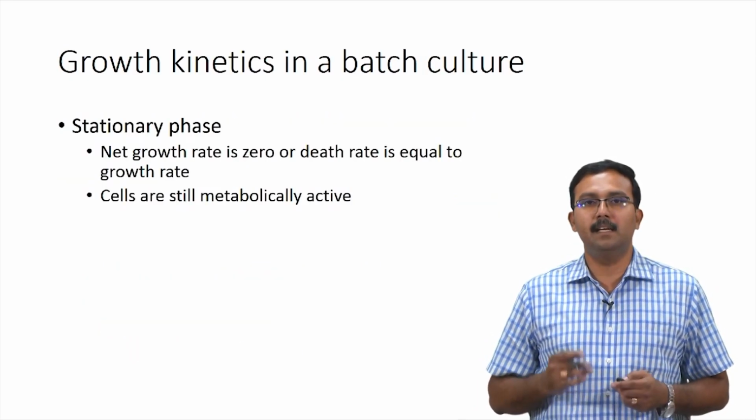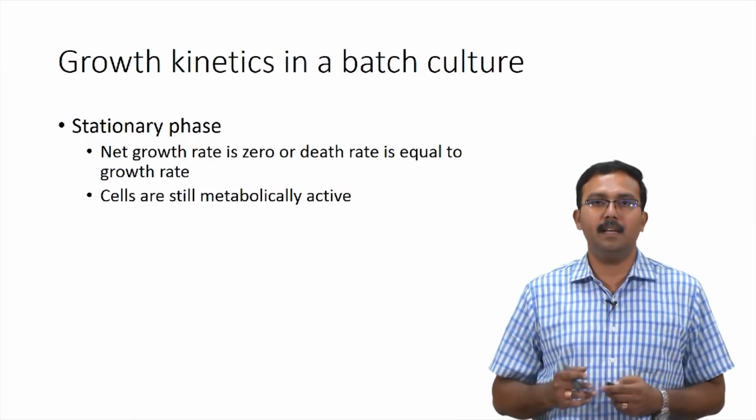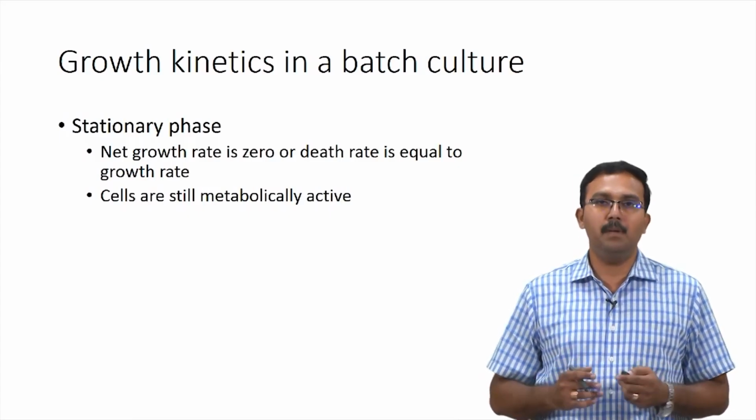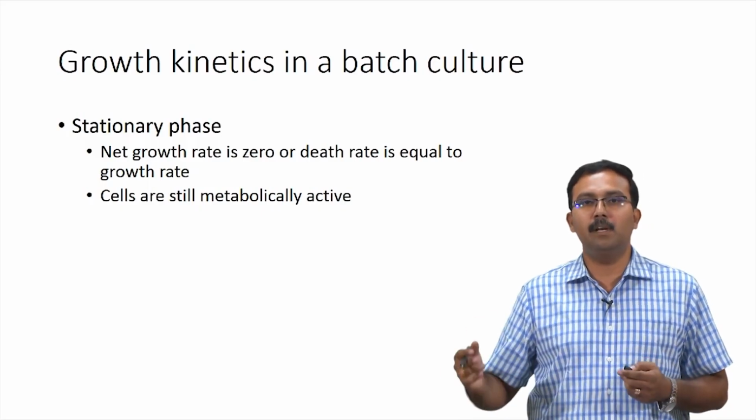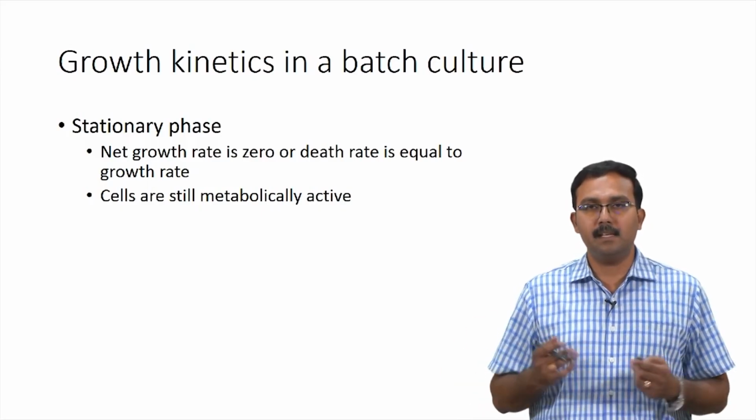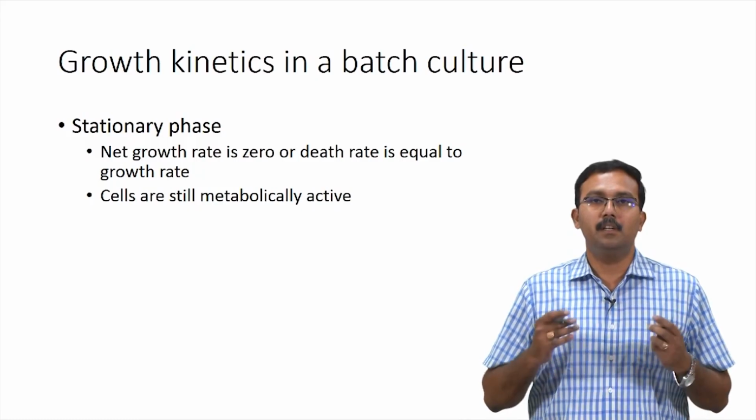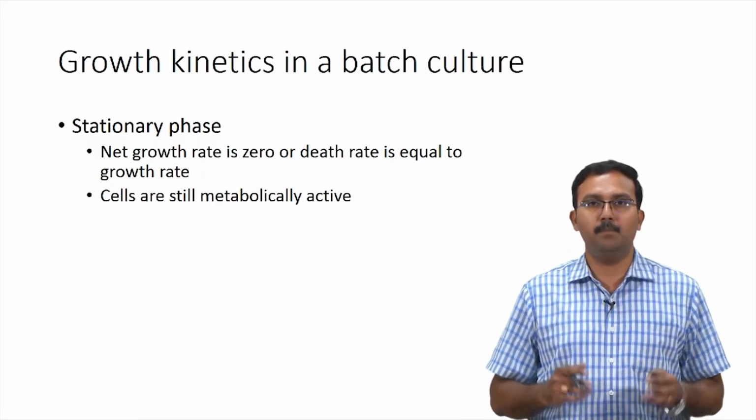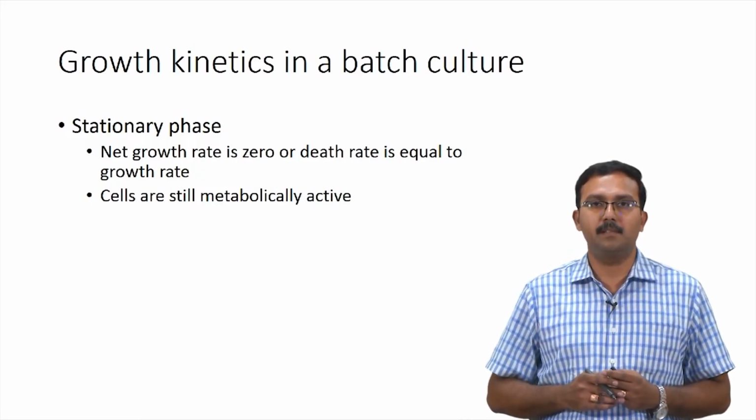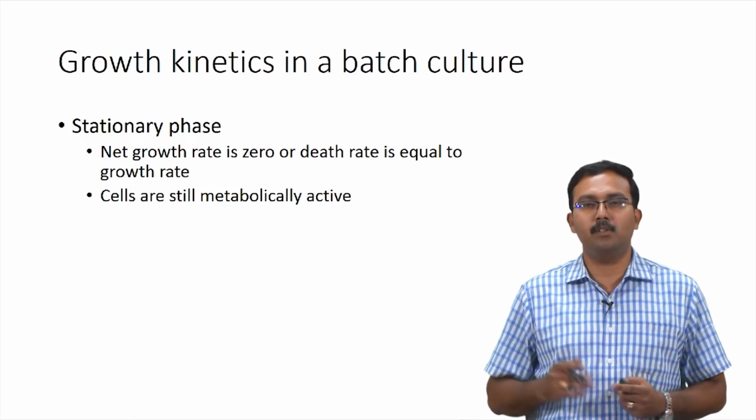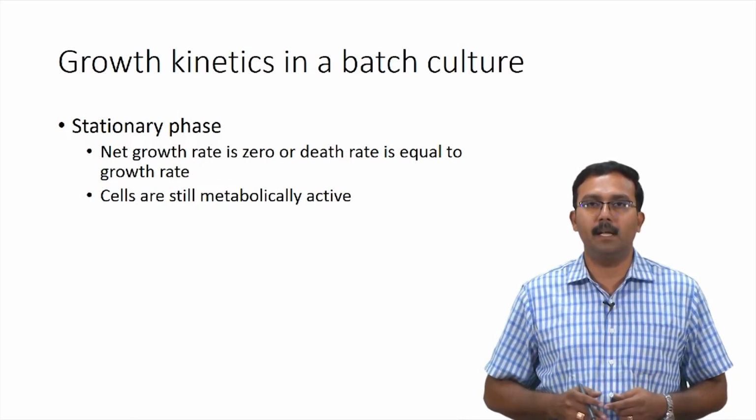The next phase is the stationary phase. Here the net growth rate is 0, which is probably because death rate is equal to growth rate. Here the cells are still metabolically active. The non-growth associated products are actually produced during this stationary phase. So, these non-growth associated products are also called the secondary metabolites.